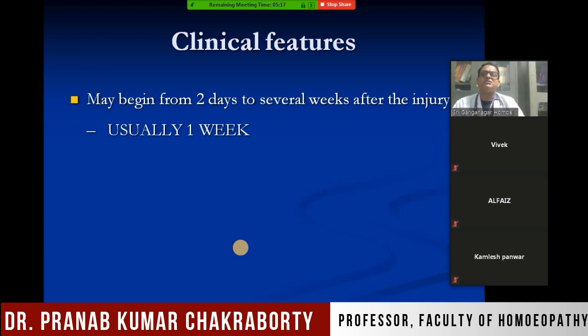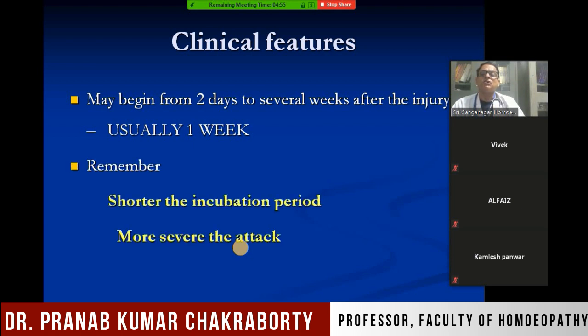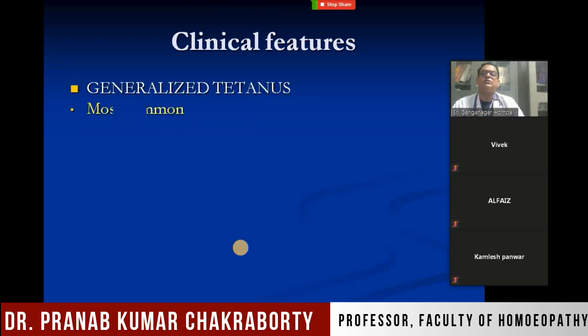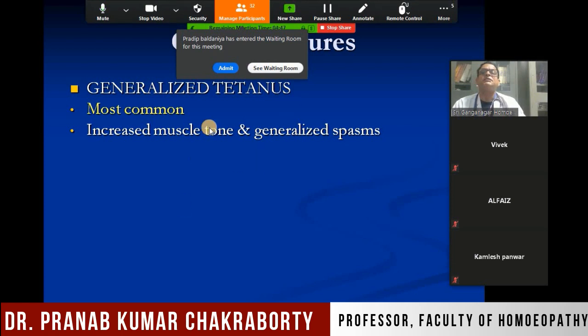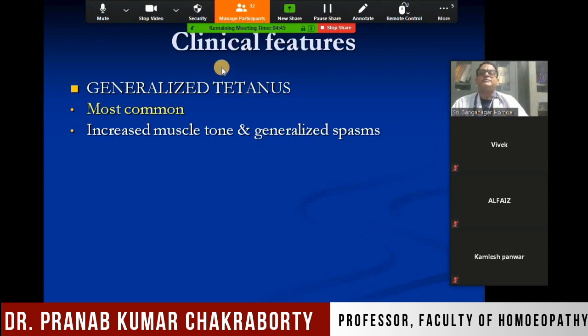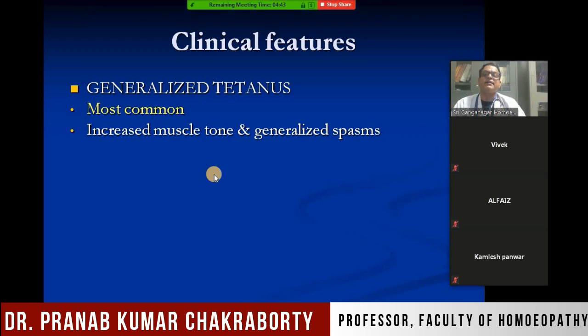So, the clinical features. The main presenting feature, that I told you, is muscle spasm, and that muscle spasm goes in a downward direction, from the upper part to the lower part of the body. Generally, the shorter the incubation period, the more severe the attack and the worse the prognosis. That I told you. Generalized tetanus is the most common variety, with increased muscle tone and generalized spasm.